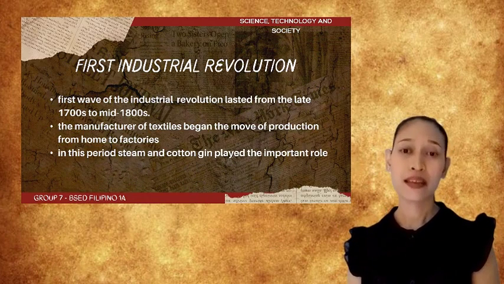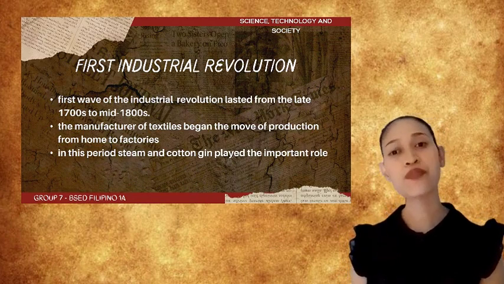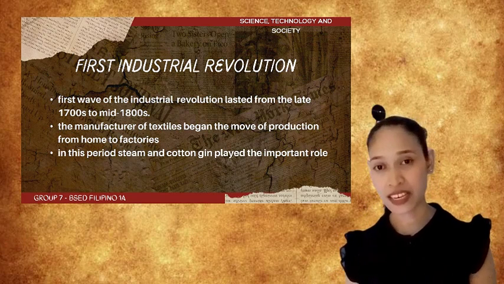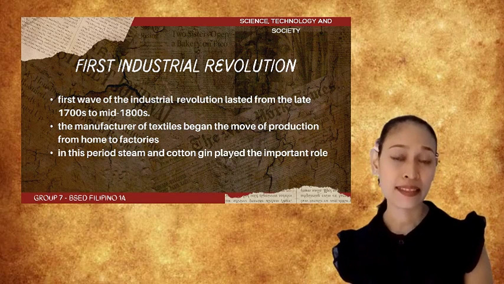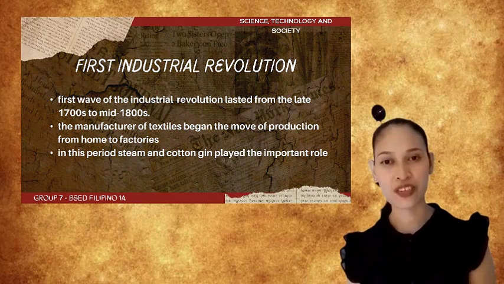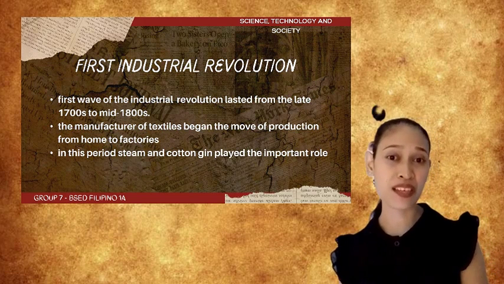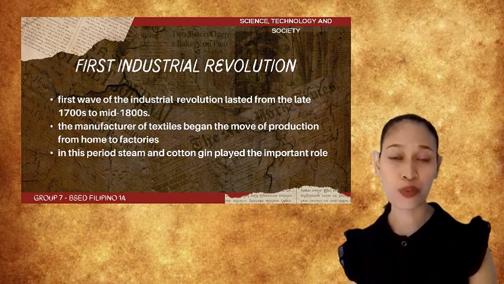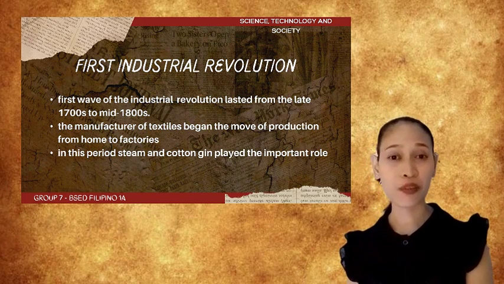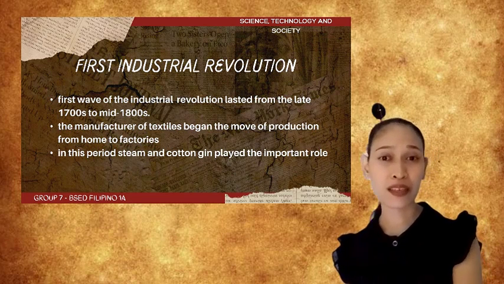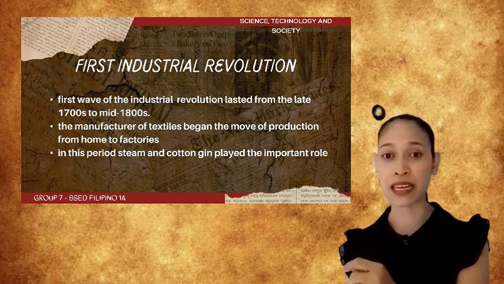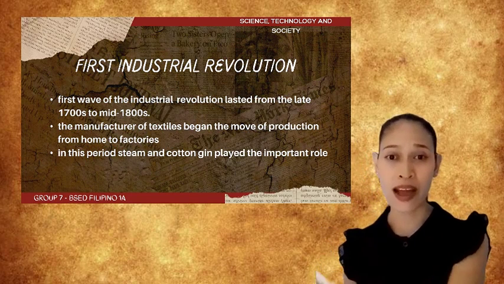The first Industrial Revolution, they called it the first wave of the Industrial Revolution, lasted from the late 1700s to the mid 1800s, and the manufacture of textiles began to move to factories from home. Kung sabi nga dito, ang mga manufacturer ng mga textile ay nagpunta sa mga malalaking factories, samantalang dati ay doon lang sila sa kanilang tahanan o sa maliit nilang gawaan.